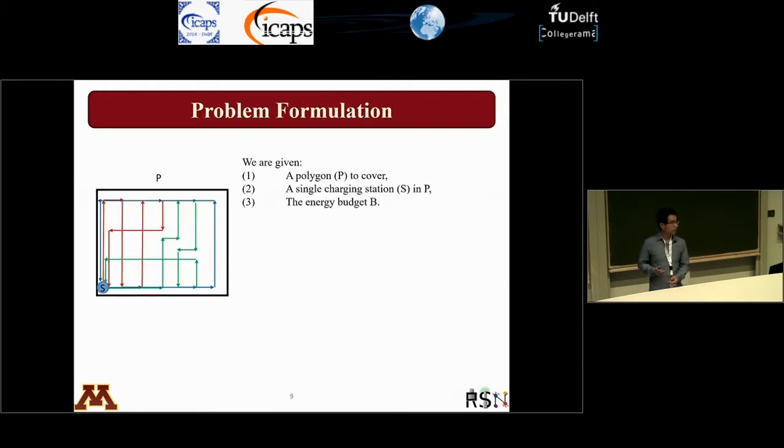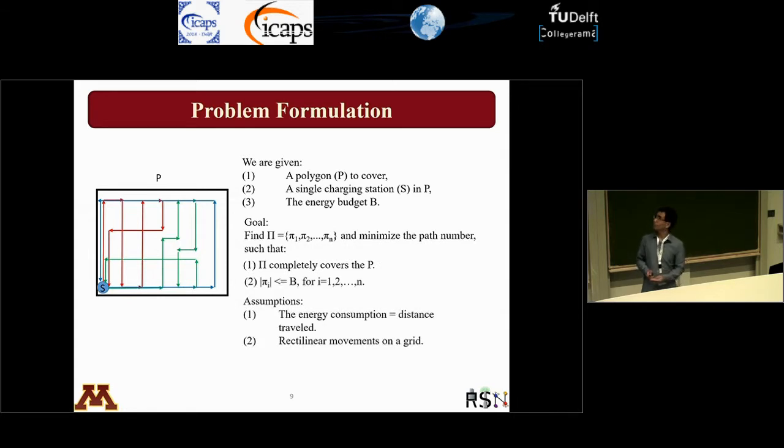So we formulate the problem in this way. We are given an environment which is represented as a polygon. We are also given a single charging station in the environment. We also know the energy budget of the robot. Then the goal here is to find a set of passes so as to fully cover the environment and to minimize the number of passes or minimize the total length of all the passes.